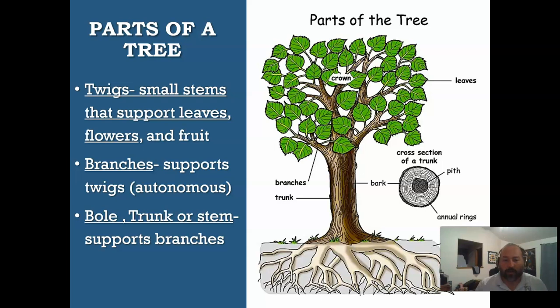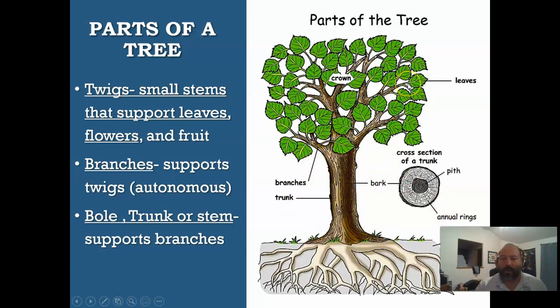So twigs are small stems that support leaves or flowers, and fruit. Whereas a branch would be this thing. A branch will support twigs, and then you have the bole, the trunk or the stem, the main part of the tree, that then supports the branches. You'll hear limbs, and limbs is a more general term for either a branch or a twig.